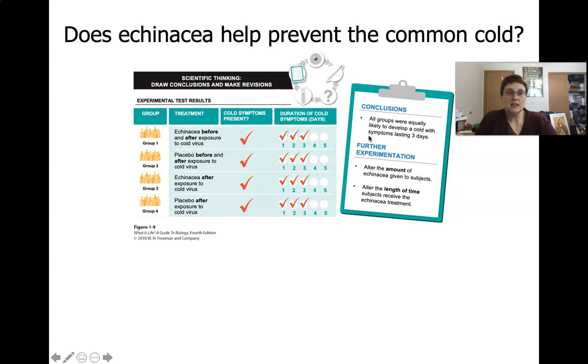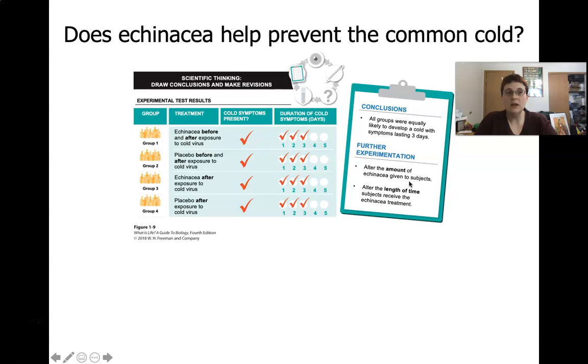So in this experiment, they found that all the groups were equally likely to develop a cold with symptoms lasting 3 days. So this experiment does not support that echinacea prevents the common cold or reduces the duration of the cold symptoms. However, that doesn't mean that echinacea just gets thrown out the window, because you can continue to run the experiment and change the experiment. Alter the amount of echinacea.